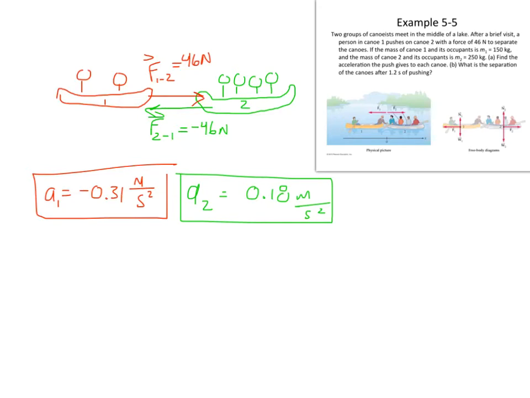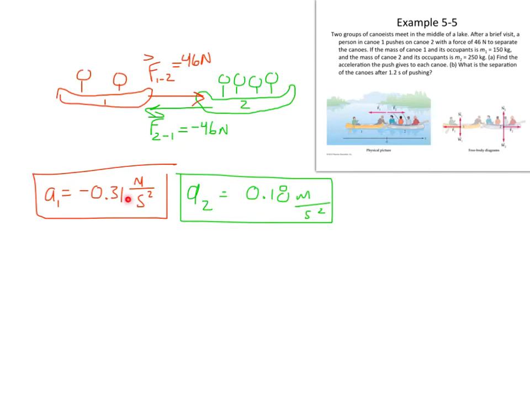And we just got done figuring out in part A what the acceleration of each canoe was. For an equal and opposite force applied between the two canoes, it looks like this guy is doing the pushing, but still the same force is being applied in two different directions. For that force accelerating this greater mass, it's going to result in a lesser acceleration. For the same force accelerating this canoe with less mass, it's going to result in a greater acceleration. So part B is asking, what is the separation of the canoes after 1.2 seconds of pushing?